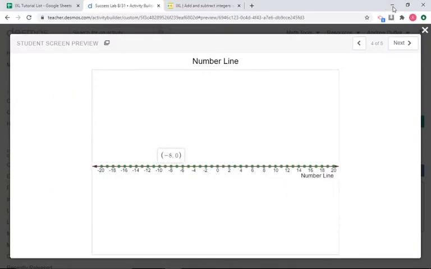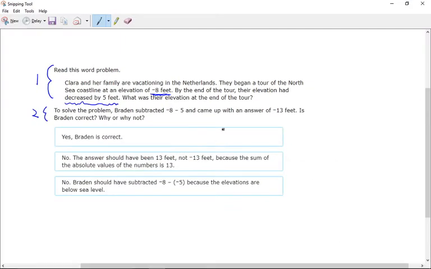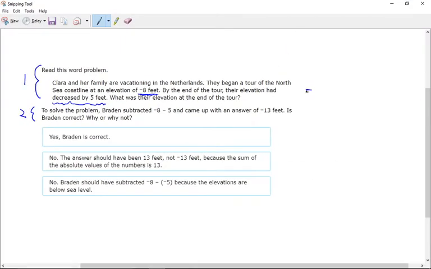And so if we start at -8, again, we're going to go 5 in the negative direction because we're decreasing, right? So we'll go 1, 2, 3, 4, and 5. So it looks like we're going to end up at -13 feet. So I'm going to come back to the problem and I'm going to say this is going to equal -13 feet.